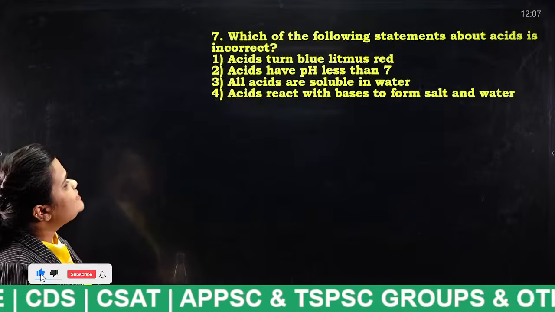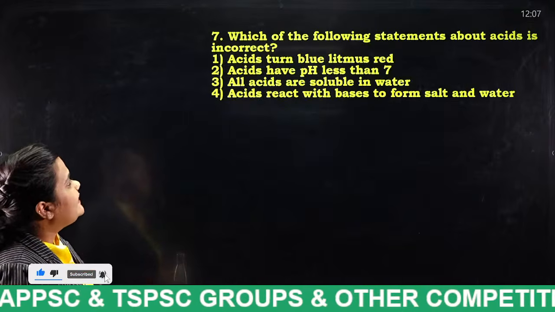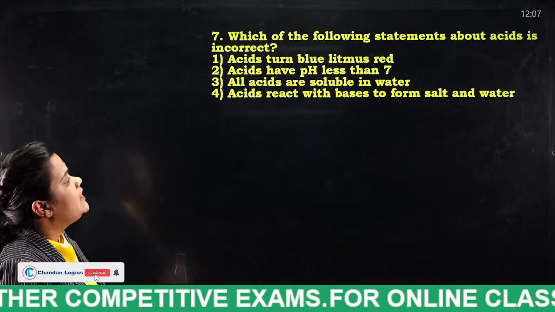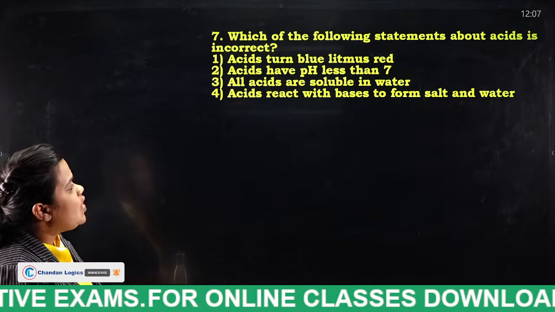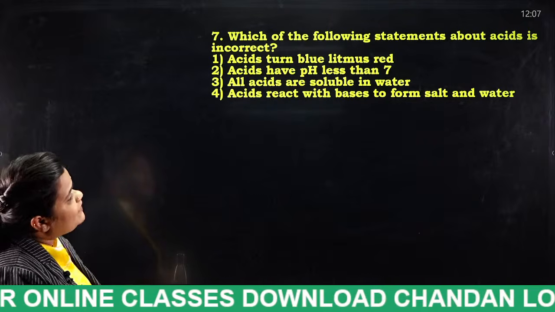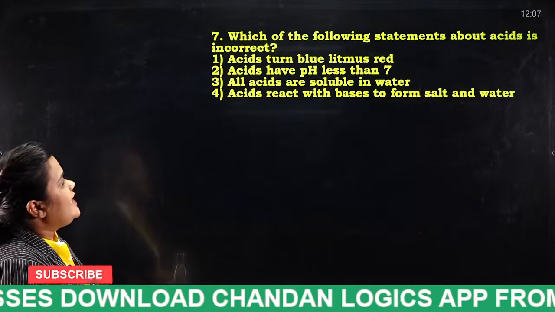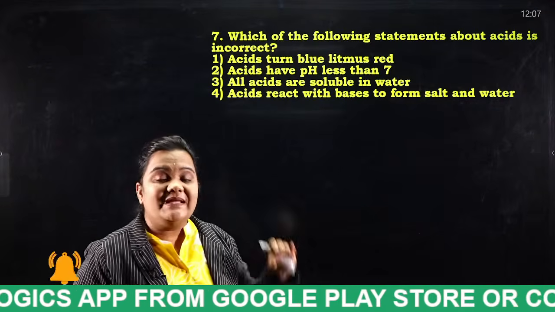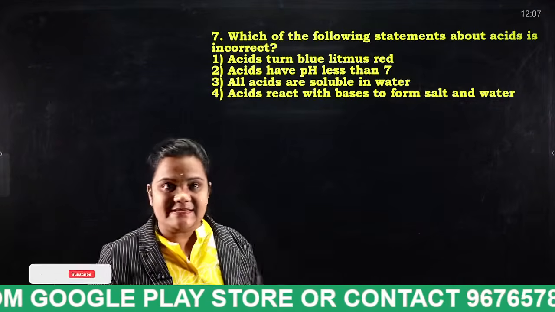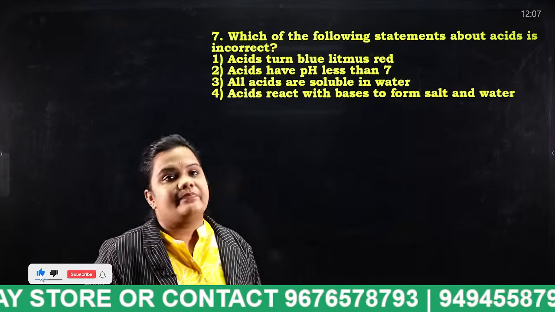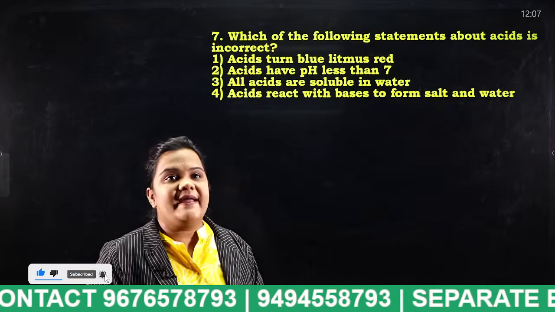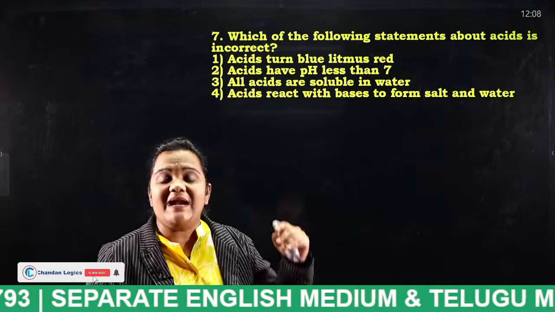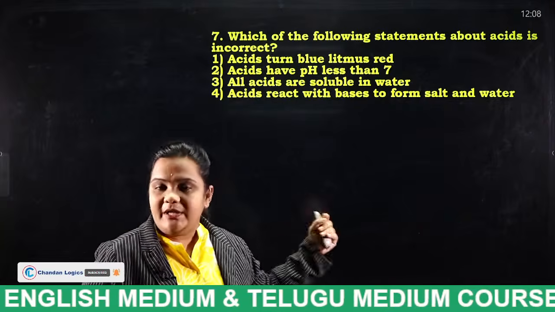Next question. Which of the following statements about acids is incorrect? Acid turns blue litmus to red litmus. Acids have pH less than 7. All acids are soluble in water. Acids react with bases to form salt and water. So, tell me the answer for this question, students. Here 4 statements are given, but in these 4 statements, one statement is incorrect. Identify it. Hi, Abhishek. So, from these statements, identify the incorrect statement and put it in the comment section.